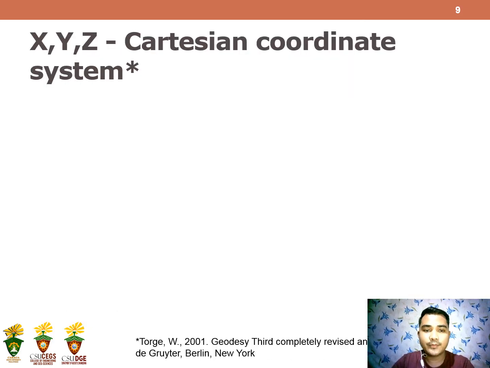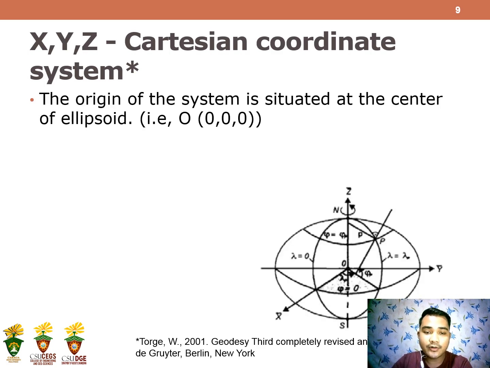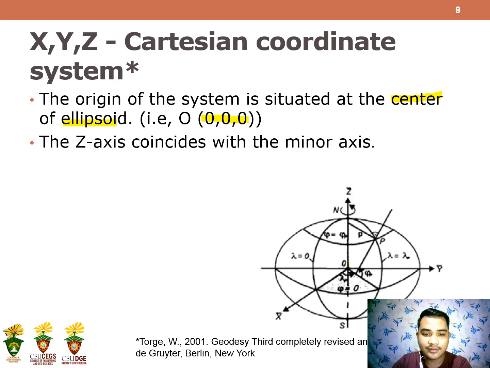So let's start with the X, Y, and Z Cartesian coordinate system. Basically, the origin of this system is situated at the center of the ellipsoid. For example, the point O or the origin is at the 0, 0, 0 coordinate, which means X, Y, and Z are all zero. So it is at the center of the ellipsoid.